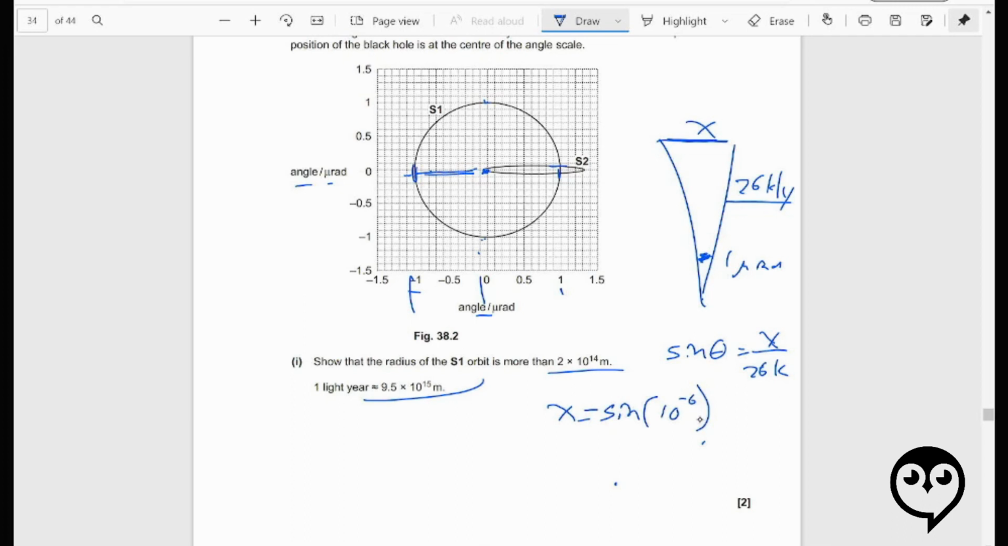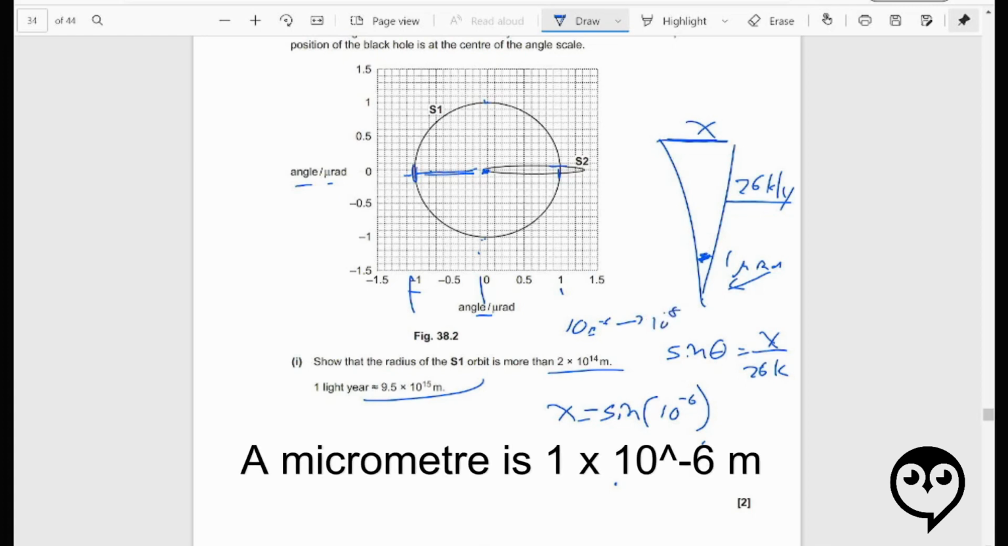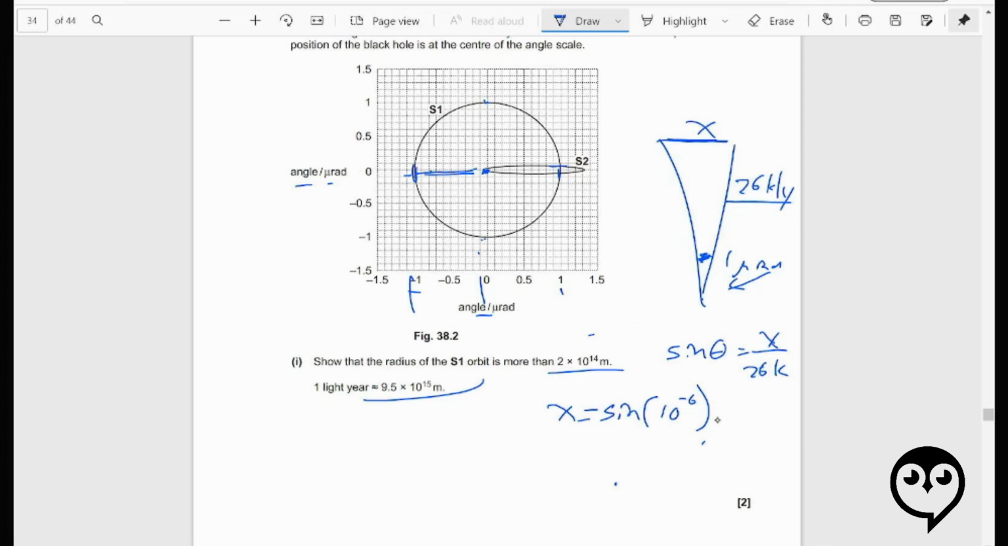So we'll just do sine of 10 to the -6. Now you've got to be careful when you're changing your microradians here. Be very careful you're not typing in your calculator something like 10 e -6, because that's actually going to give you 10 to the -5. You've got to watch what you're doing. Anyway, times 26,000, so I get 0.026, and of course you need to multiply that by the conversion factor to make that into meters, and I get 2.47 times 10 to the 14. So that's about 250 trillion meters, okay?